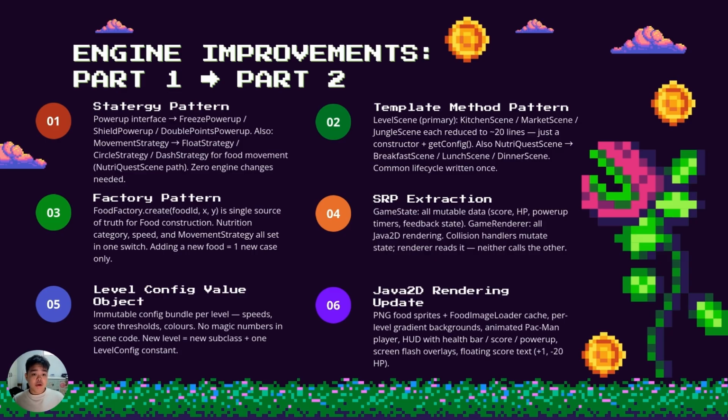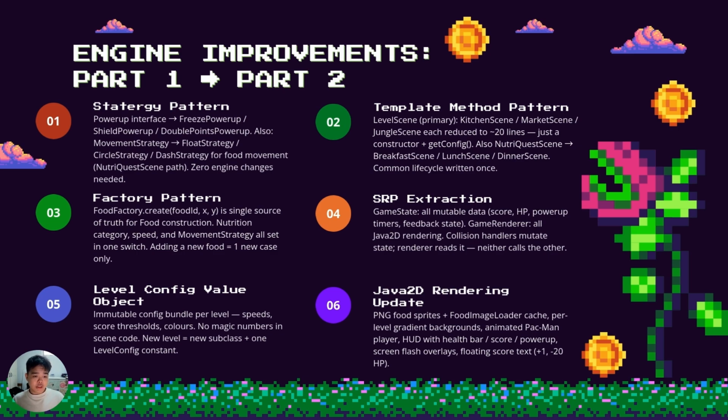Fourth is SRP extraction. We separated the brain of the game from the eyes. The game state handles the score and health, while the renderer only handles drawing. They don't get in each other's way anymore. Fifth is level config objects. We moved all the settings, like how fast the game goes, into one place. There are no more random numbers hidden in the code. We just changed one file to balance a level.